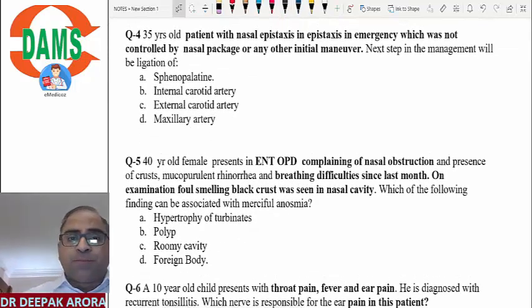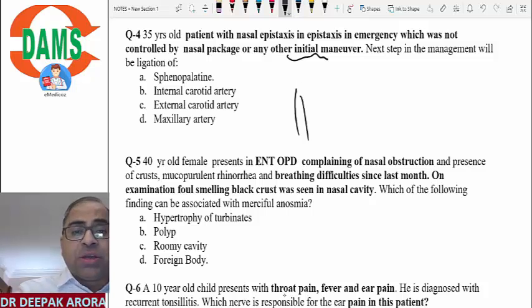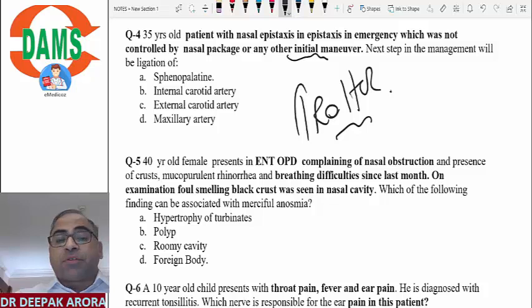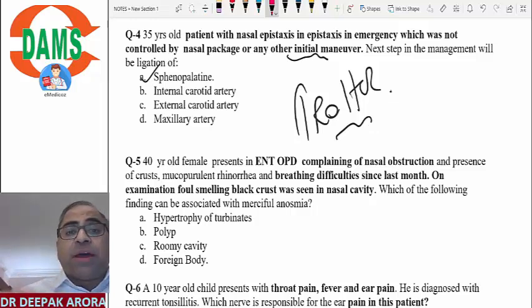Next MCQ, one of the easiest questions. What I'm asking you: patient not responding to the initial maneuver. First of all, tell me what the maneuver is. The initial maneuver is Trotter's method. What is Trotter's method? Pinch the nose, spit out the blood. Patient not responding, we try chemical cautery or we try packing. Patient still not responding. What is the next step? Ligation. Which artery? I will ligate the artery that is known as the artery of epistaxis.